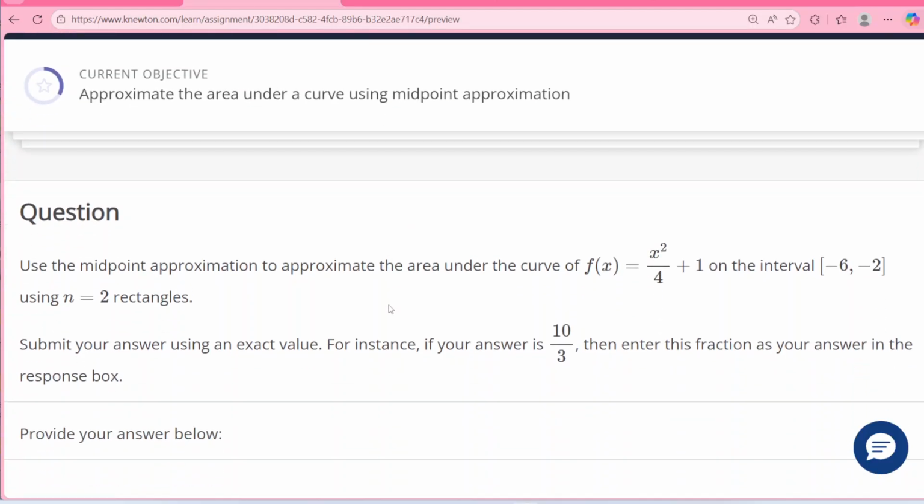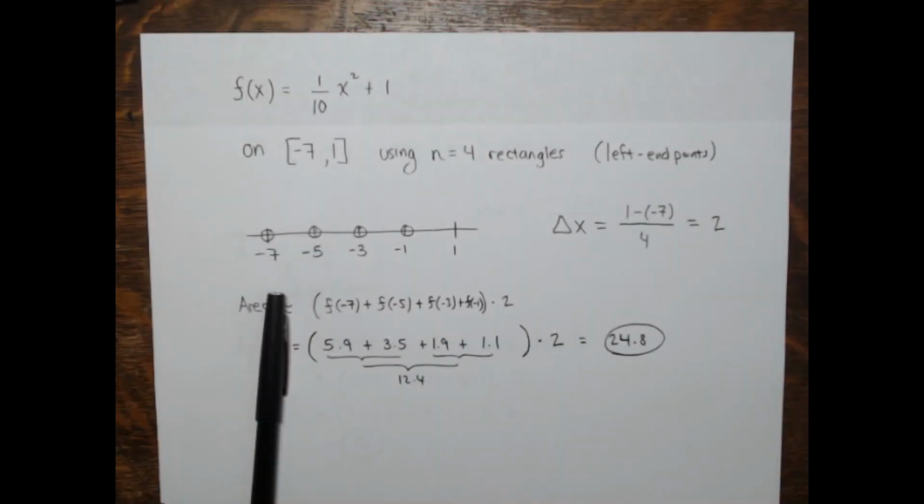Okay. All right, so this one asks us for midpoints. That's a little different because it's x squared over 4, interval from -6 to -2. And we're plugging in the midpoints, so not the left end or right end, but the middle value of each interval to get the heights. Write this one up.